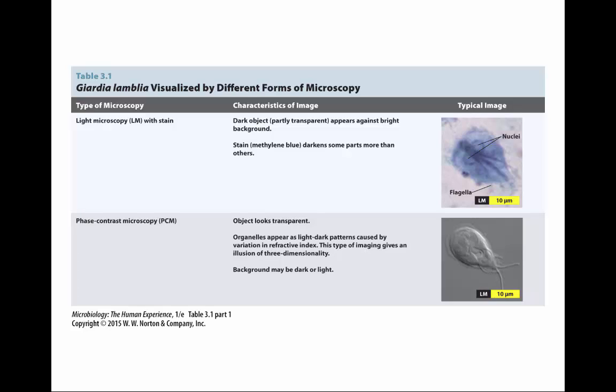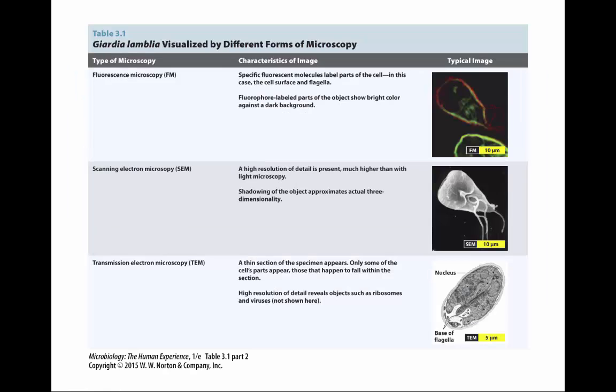So the object looks transparent. It almost looks 3D. It has a little bit more structure that you can see on the inside. It's important to note that these are all the same organism. So this is Giardia lamblia, which is a protozoan that causes diarrhea.